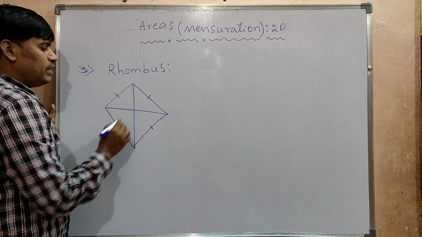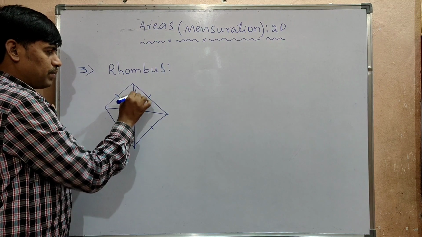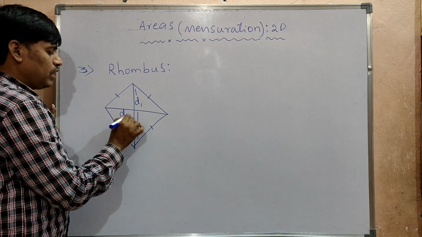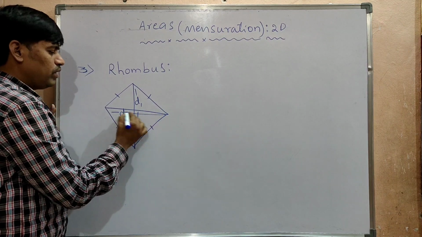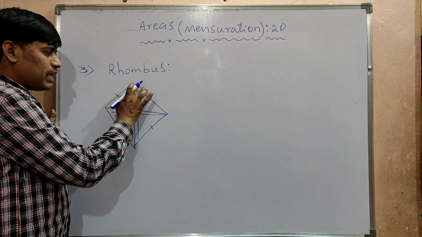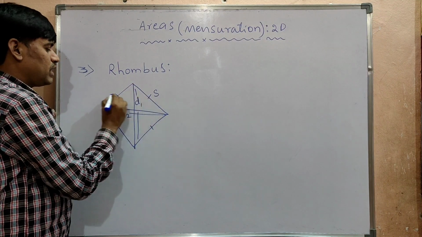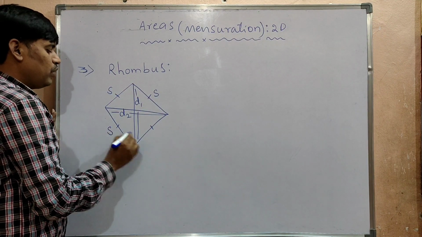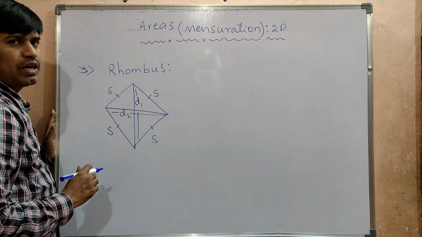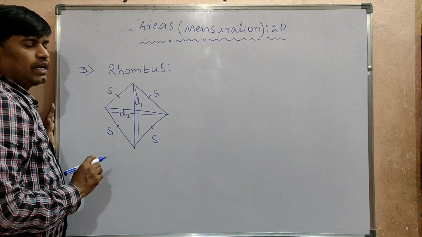Now here is a diagonal of the rhombus. The rhombus first diagonal is D1, and the rhombus second diagonal is D2. The rhombus consists of all four sides equal, and the diagonal lengths are not equal.